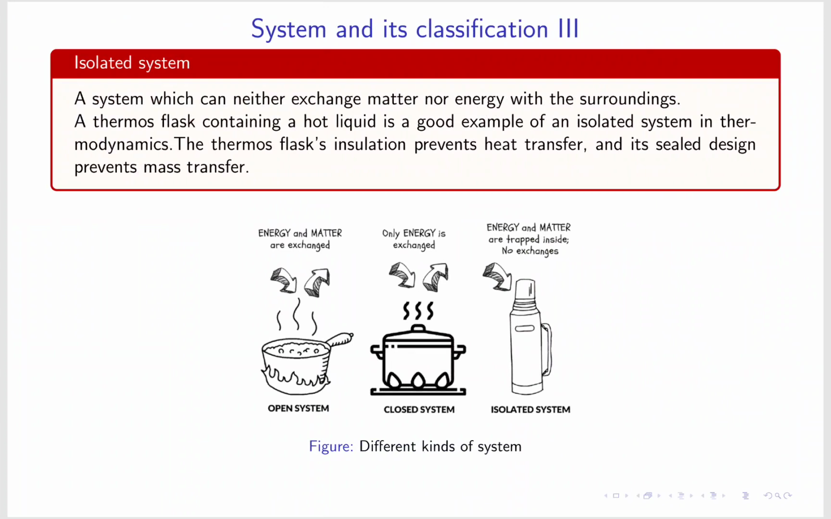And there is the isolated system, a system which can neither exchange matter nor energy with the surroundings. A thermos flask containing a hot liquid is a good example of an isolated system. In thermodynamics, the thermos flask's insulation prevents heat transfer and its sealed design prevents mass transfer. So energy and matter are exchanged in the case of an open system. Only energy is exchanged in the case of a closed system, and neither energy nor matter is exchanged in the case of an isolated system.